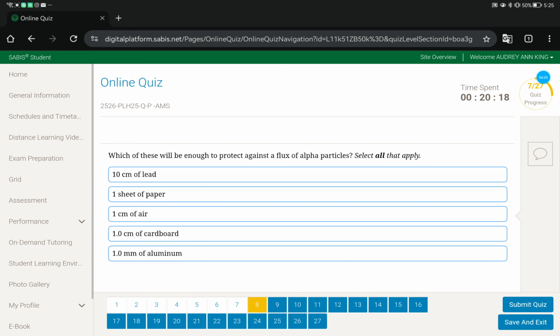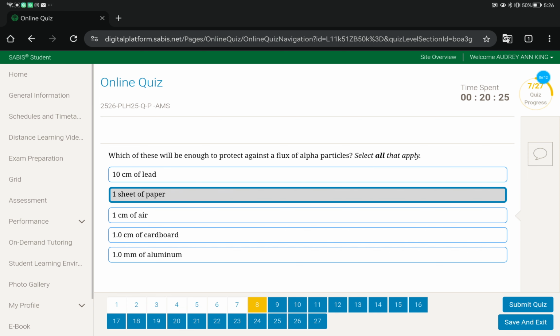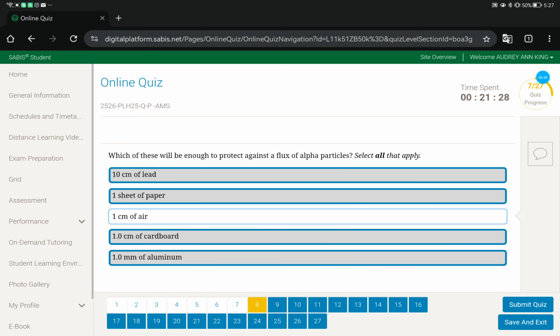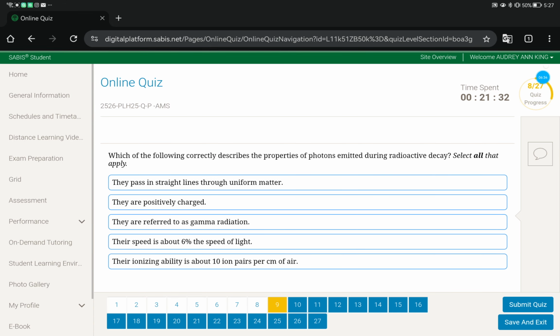Which of these will be enough to protect against a flux of alpha particles? As I mentioned just now, one sheet of paper is going to be enough. Also 1 millimeter of aluminum and 1 centimeter of cardboard, which of course is thicker than a sheet of paper, and 10 centimeters of lead. So these all can protect from alpha particles.